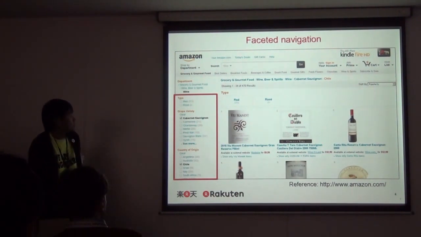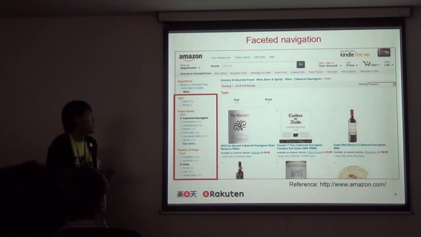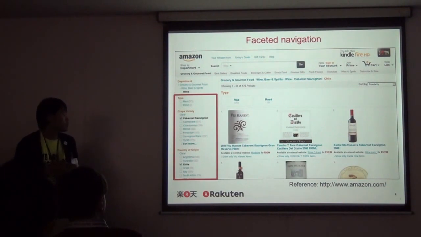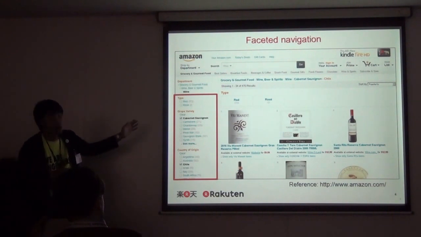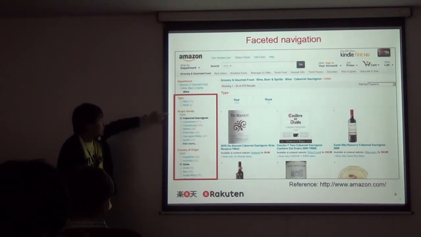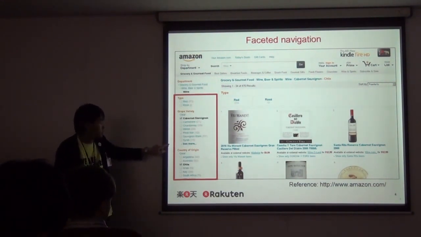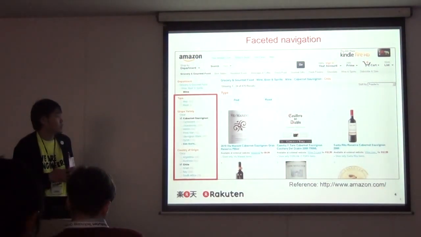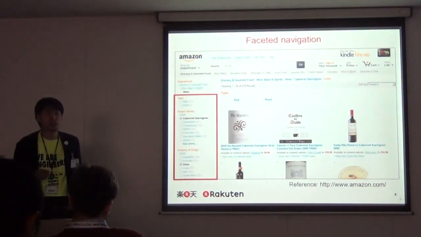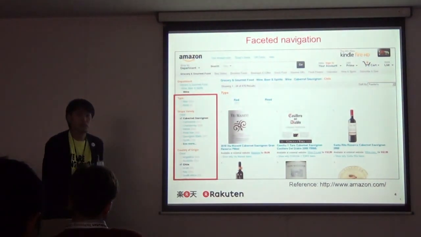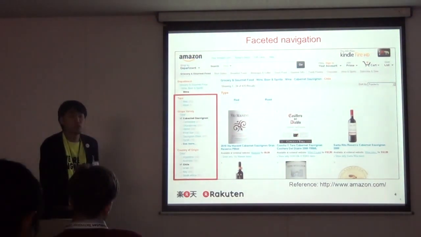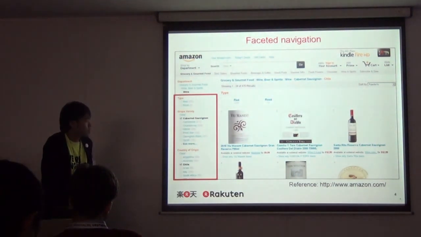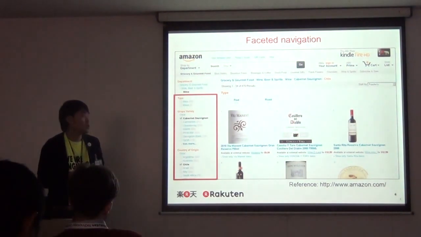This kind of navigation is very useful for online shopping users because users can narrow down the list of products according to the product attributes. In this case, the user can narrow down the list of wines according to the wine type, wine grape variety, country of origin, and others. In order to realize this kind of navigation, we need structured data. But in Rakuten, the majority of data is not well organized, so we need to construct structured data from the data we have.